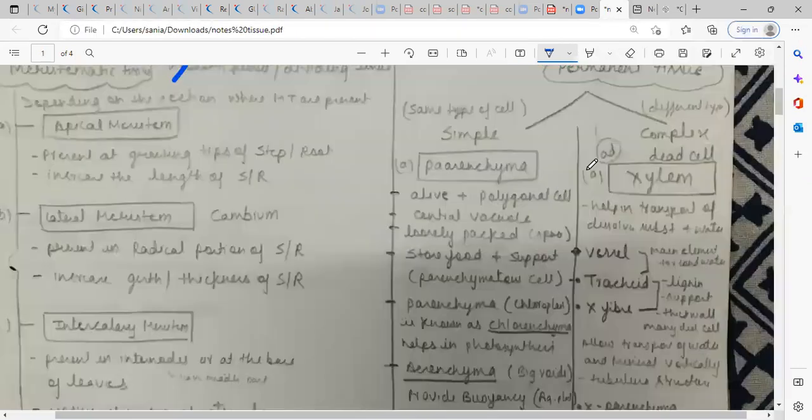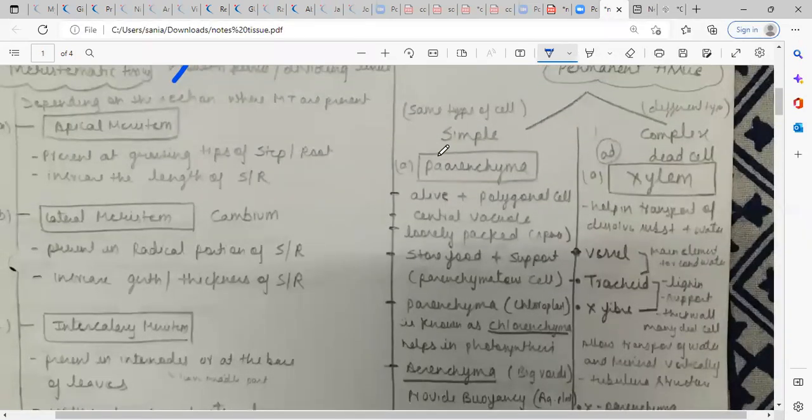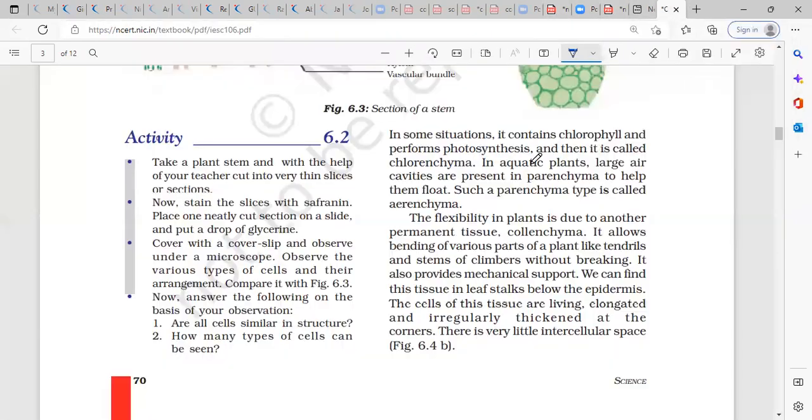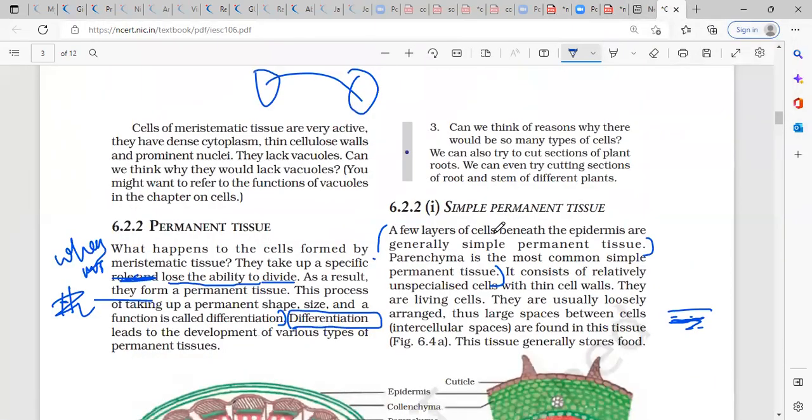Instead of going for theory, we will write a few things. First, simple permanent tissue, and then you will write: a few layers of cells beneath the epidermis are generally simple permanent tissue. Under simple permanent tissue, we are going to study parenchyma, collenchyma, and sclerenchyma. Write this definition till here, and then we'll start with parenchyma.